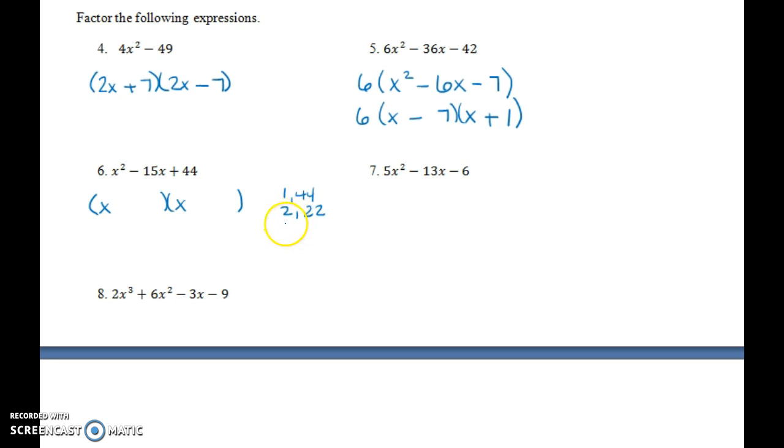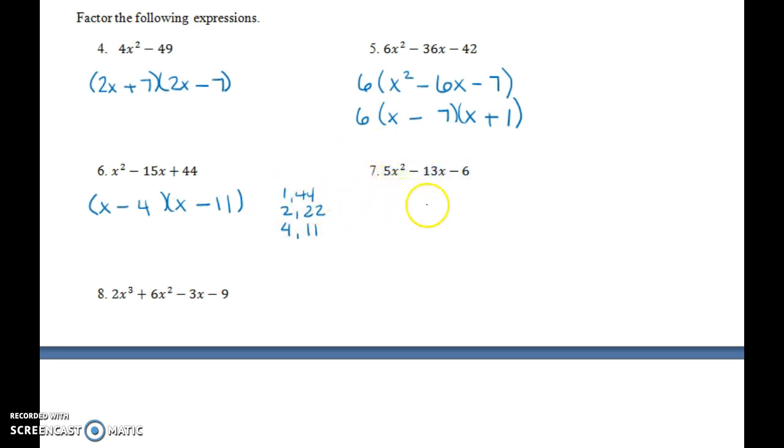44 is not divisible by 3, but you'd have 4 and 11. If I make it a negative 4 and a negative 11, that would multiply to a positive 44, and then if I check my outside terms, that's negative 11x, negative 4x gets me negative 15. So I do think about these things in my head or write them down.